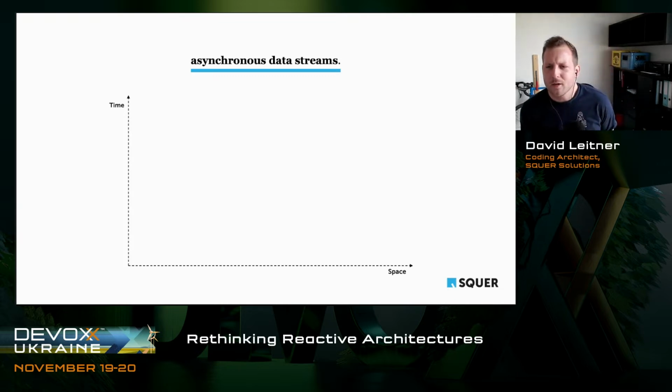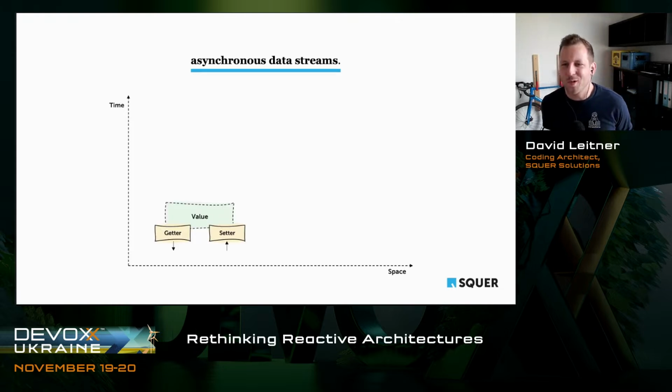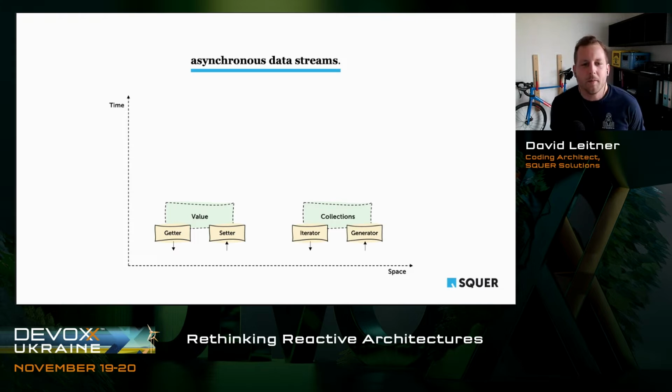If we're in singular space and in synchronous time, what we usually have is a value, right? Each programming language, doesn't matter which one, has a value which supports a getter and a setter to set this value. If we move to plural space but stay in synchronous time, then we usually have collections with an iterator, generators, lists, arrays, however they're called in the programming language. Most programming languages come with a default data structure for plural space and synchronous time.